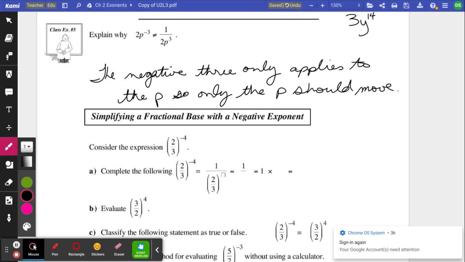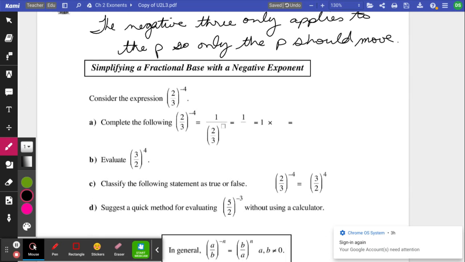Okay, wait, so the answer would be p to the... no, 2 over p to the 3. That's what the correct thing should be. Only the p cubed goes downstairs. Got it? Yes. Okay.